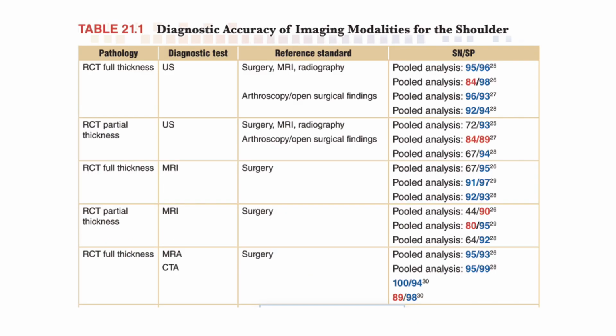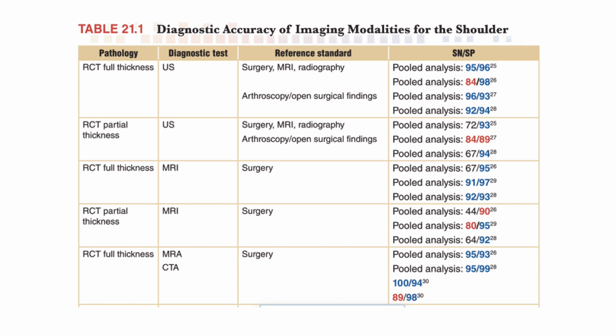In looking at Riemann's text, again, and we kind of covered this with the knee, kind of covered this with the foot and ankle. Look at that reference standard. That reference standard for the vast majority of your rotator cuff injuries is going to be surgery. So again, this is why your patients are going to so often come in and say, oh, the doctor went in there and he found so much more than the MRI did.